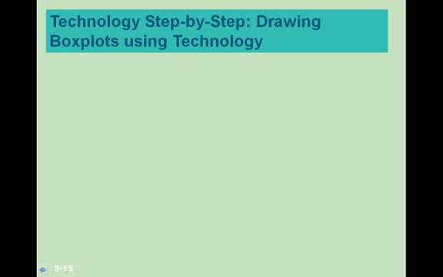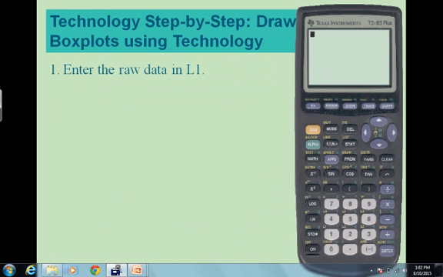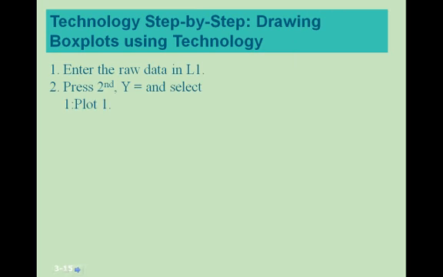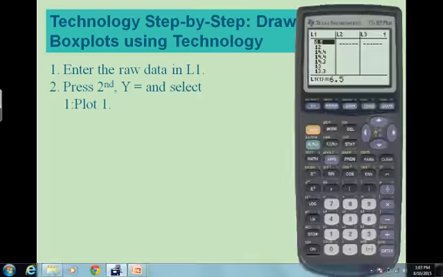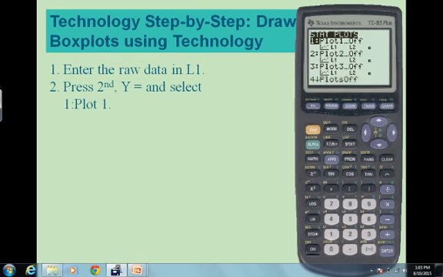So let's look at drawing the box plots using technology on our calculator. The first step is to enter the raw data in list 1. So we press Stat and hit Enter on Edit. And from our previous example, we see that the data is already there. Once the data is there, we press the second button, or the orange button, and then the Y equals key, which is directly above it, and select the first plot by hitting Enter.